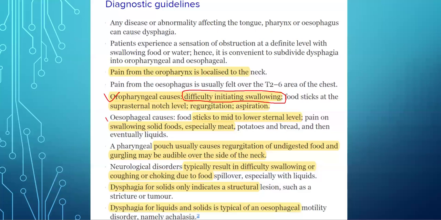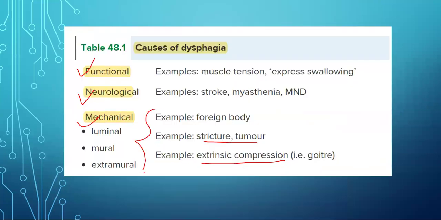Whereas with esophageal causes, patients say that they don't have any difficulty initiating swallowing, but food gets stuck in the middle or lower part of their throat. They can also have pain on swallowing solid food, especially meat, and eventually they can also have swallowing difficulty to liquids. So esophageal causes are mainly the mechanical causes that you have seen here.